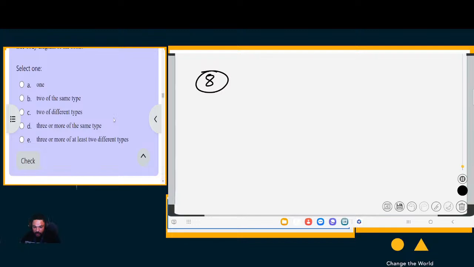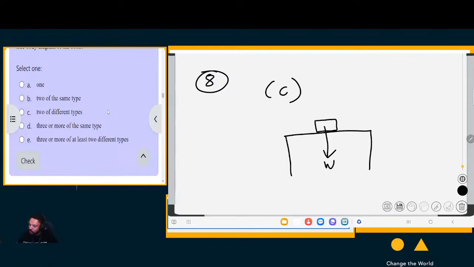The correct answer, guys, is C. There will be two forces of different types. The one force would be its weight. Remember, the book is just on a table. The book is just lying there. It's not being moved or anything. The one force is going to be its weight, which I'm going to denote W. And the other force is going to be the normal force, Fn. That's the two types. There are two different types of forces.